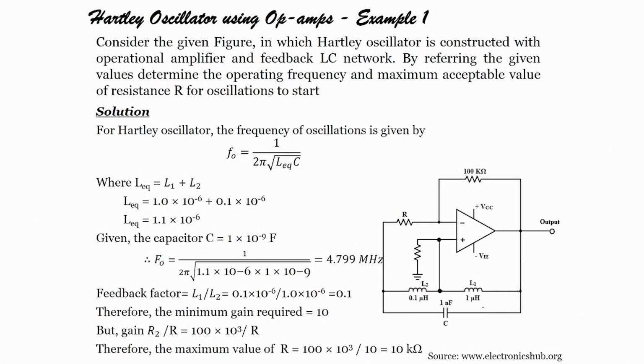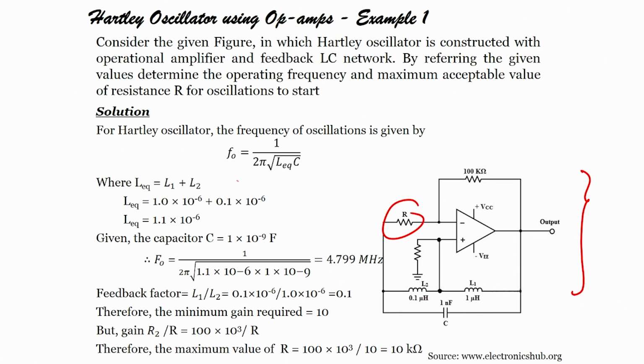So, let us solve a problem. This circuit is taken from electronicshubs.org. Consider the figure in which a Hartley oscillator is constructed with an operational amplifier and feedback LC. By referring to the given values, determine the operating frequency and the maximum acceptable value of resistance R for the oscillations to start. So, what are we asked? We are asked to find the value of R and the operating frequency.